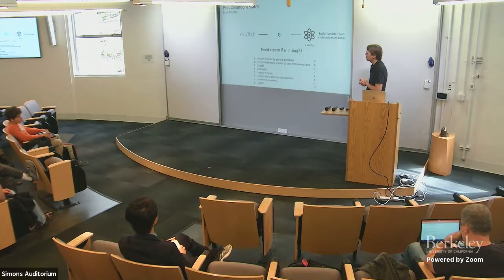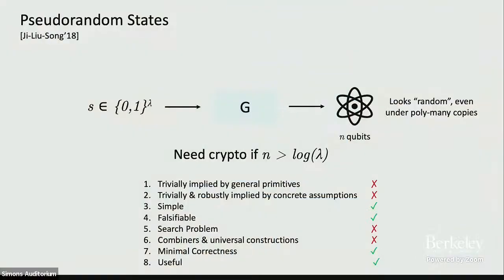So the first one is pseudorandom states. This was defined by Ji, Liu, and Song. And I think at the time, they didn't actually claim anything about being beneath one-way functions. It was kind of realized after the fact. I could be wrong, but the point of their work was to define this object, not necessarily to explore the below one-way function space. But nevertheless, this emerges as an early example.